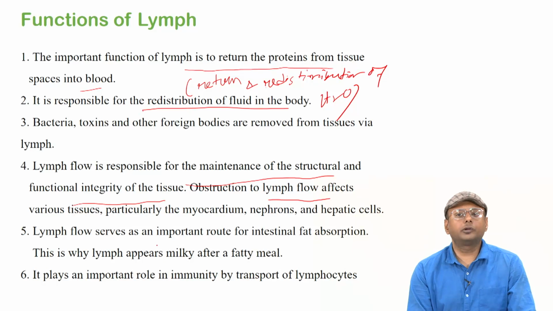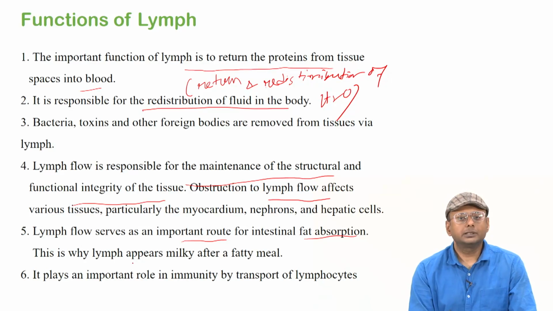Okay. Lymph flow also serves as an important route for intestinal fat absorption. So intestinal fat absorption can happen through the lymph flow. This is why lymph appears a little bit milky in nature after a fatty meal. Okay. It also has a very important role in serving immunity by transport of lymphocytes.